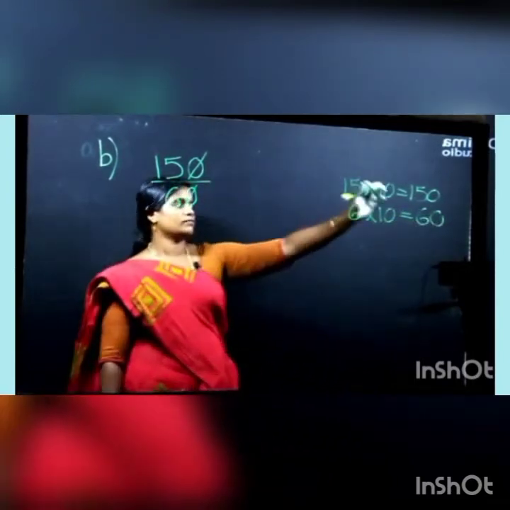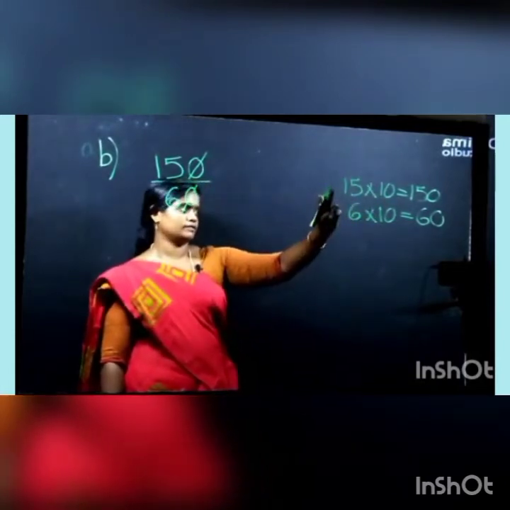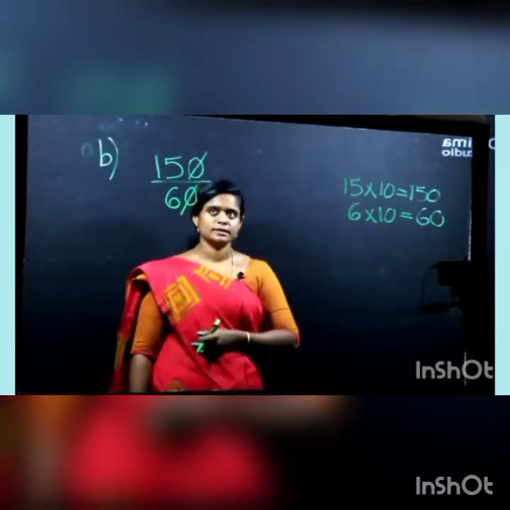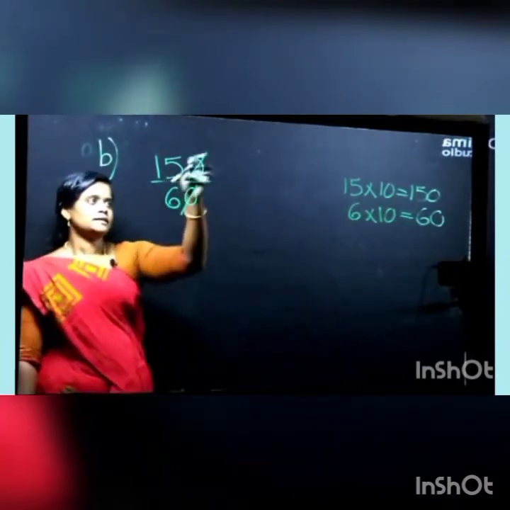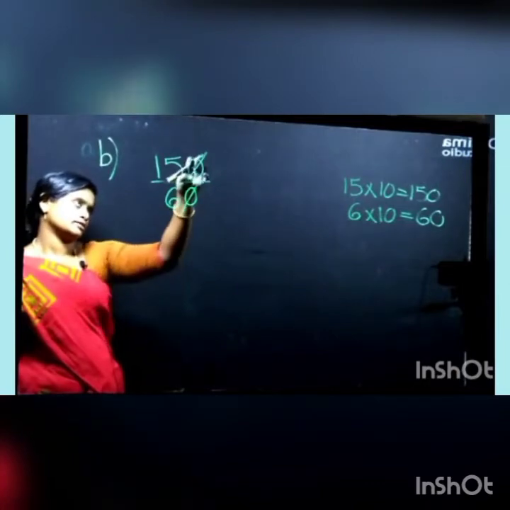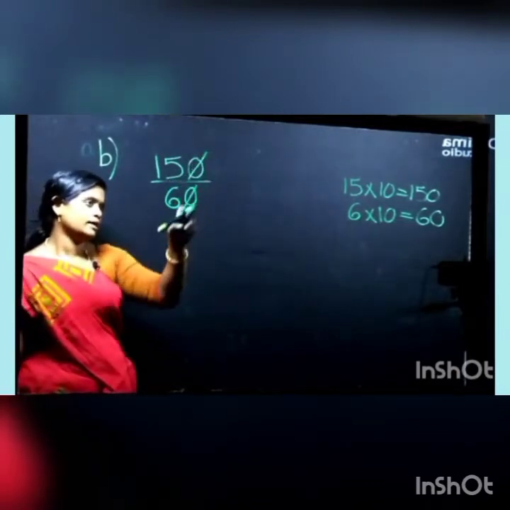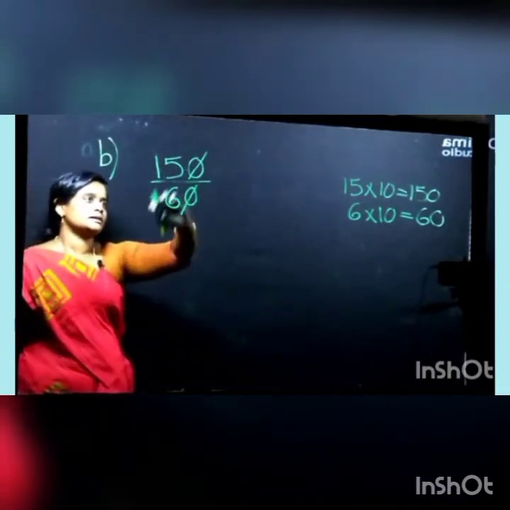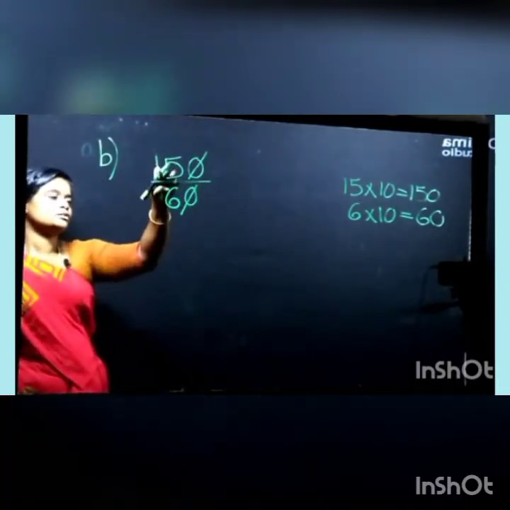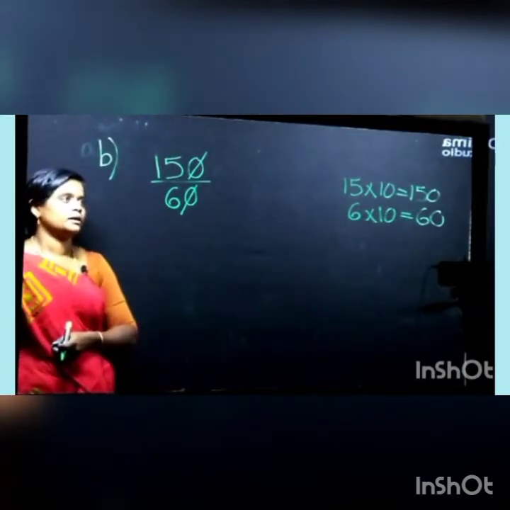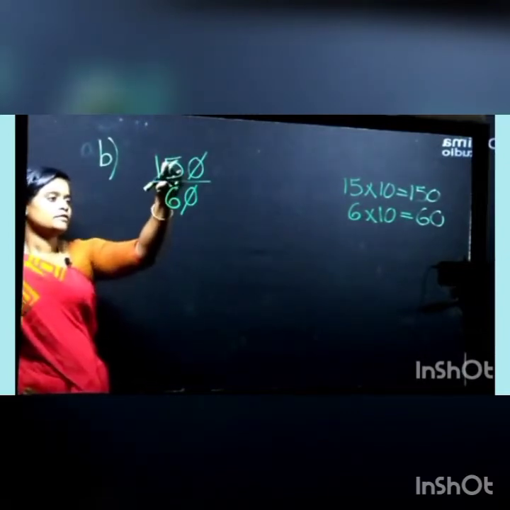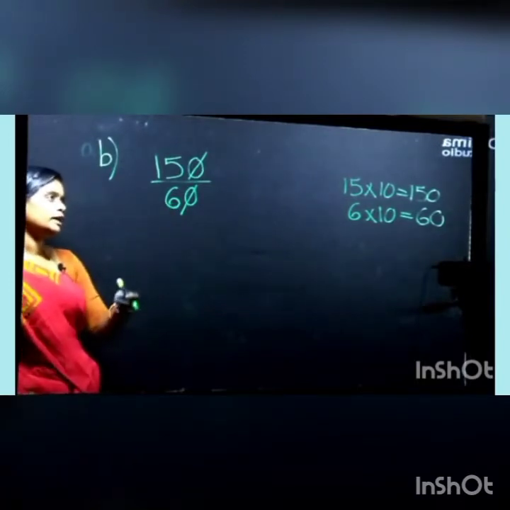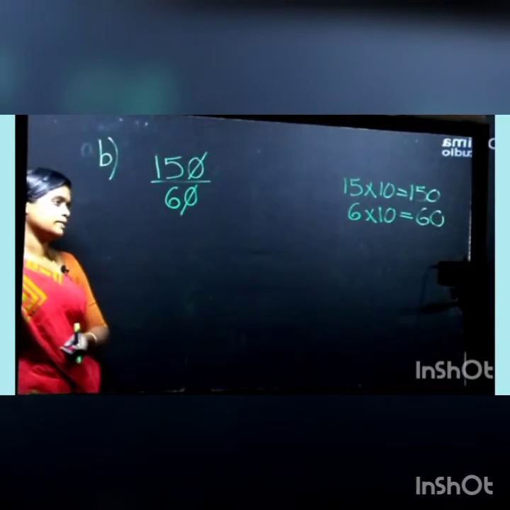When we divide 150 by 10, we get the answer 15, and when we divide 60 by 10, we get the answer 6. For easiness, we cut these zeros from the numerator and the denominator. Next, now check whether these two numbers are in simplest form. Now, we know that this 15 and 6 are divisible by 3. We can divide this 15 and 6 by 3.